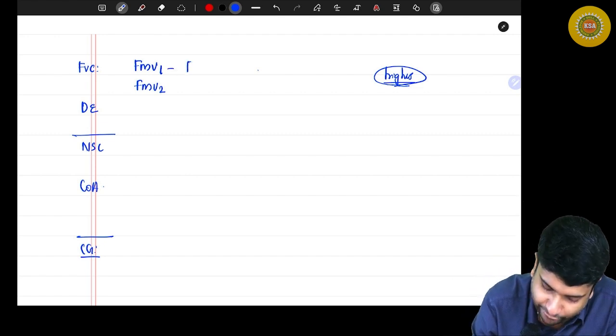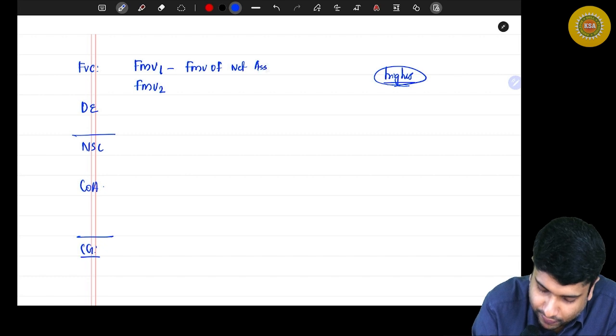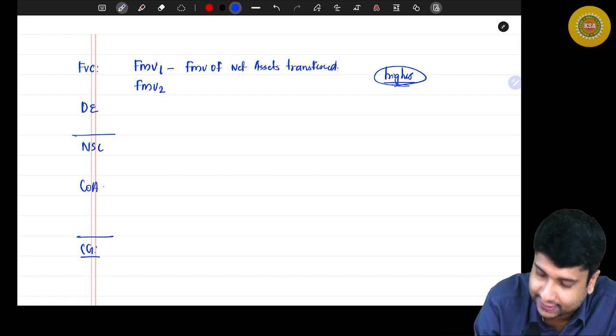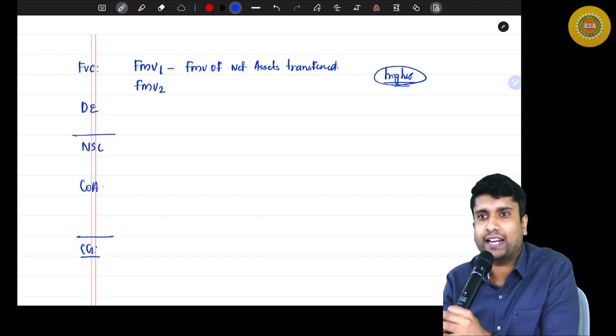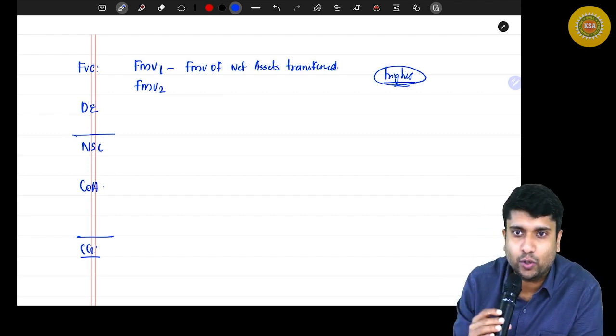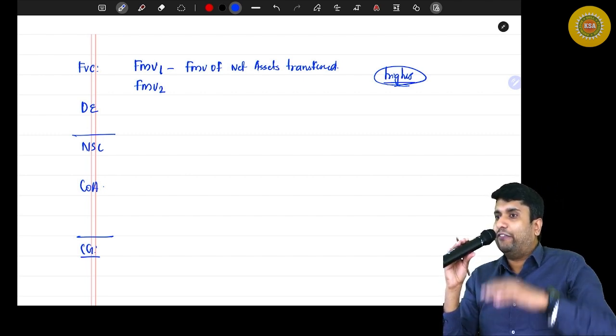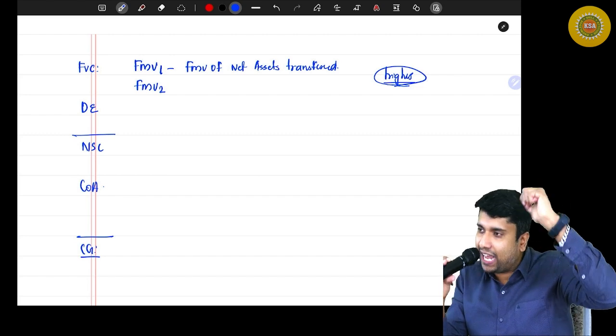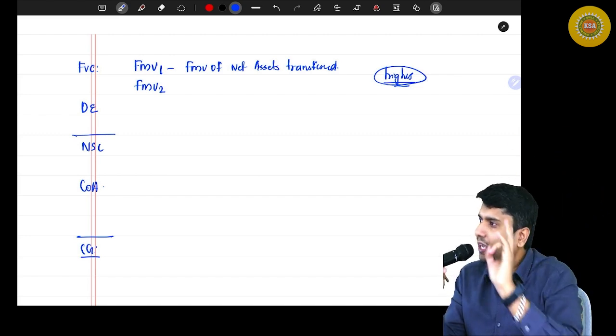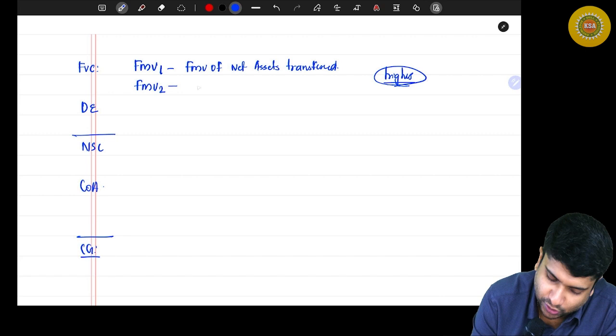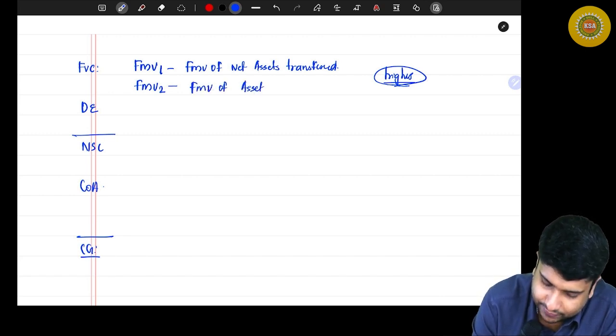What is fair market value 1? That simply means the fair market value of net assets transferred. What do you mean by net assets transferred? In a slump sale, I'll be transferring some assets to a third party for a lump sum consideration. The fair market value of the assets that I'm transferring is FMV 1. Now the question is, what is FMV 2? The fair market value of assets I received as consideration.